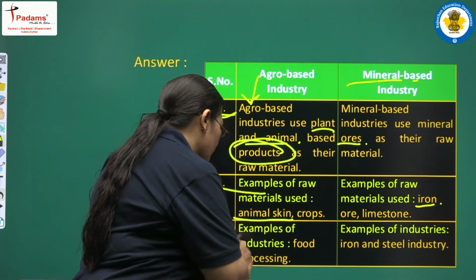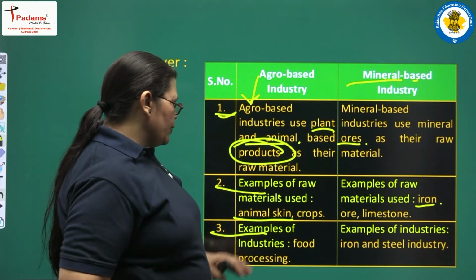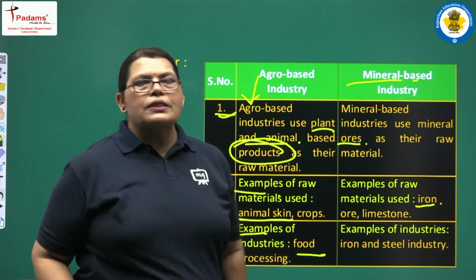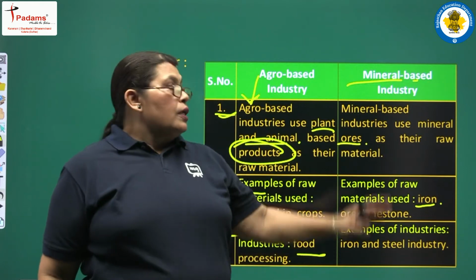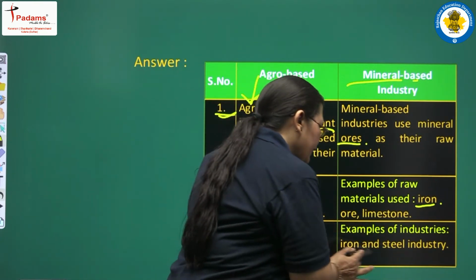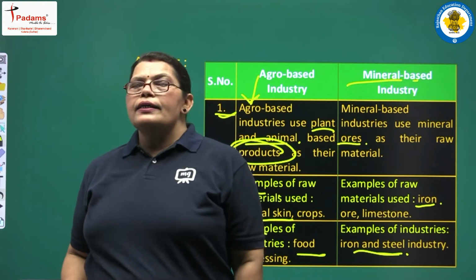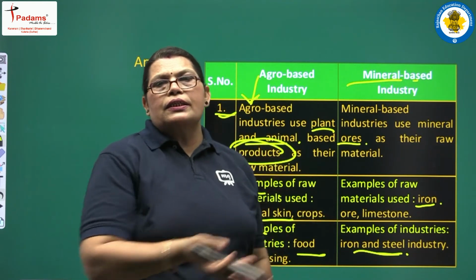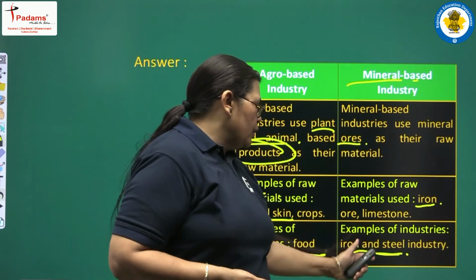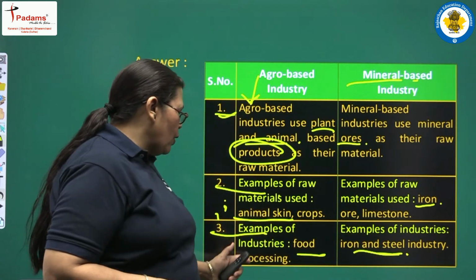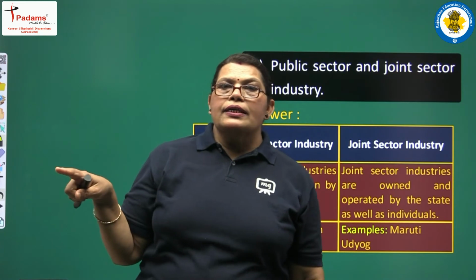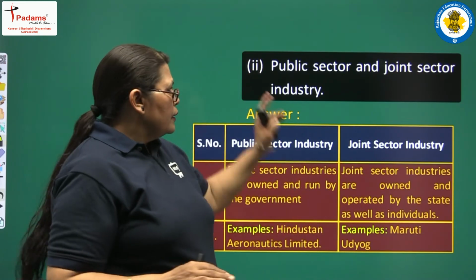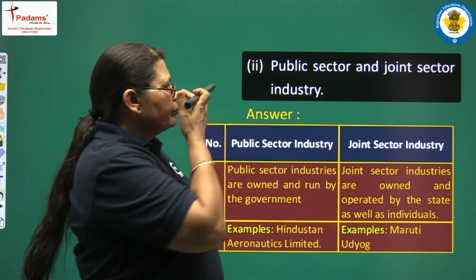Our third point of distinction is examples of industries. Food processing industries are examples, and when we are continuing on examples of mineral based industries, then it comes iron and steel industries. We had discussed this one, yes, about iron and steel industries and about food processing industries in the biscuits and bakeries session. Okay, here is our next question.